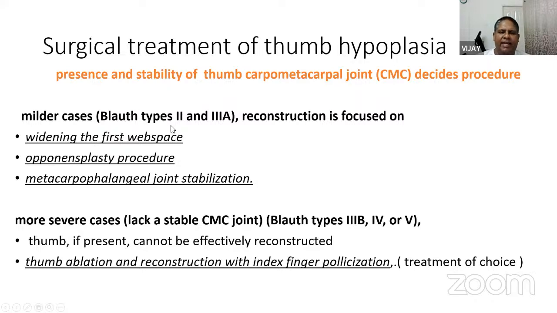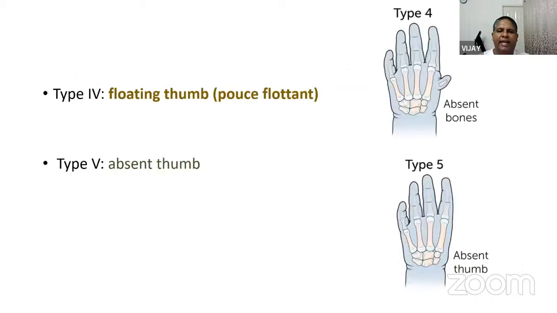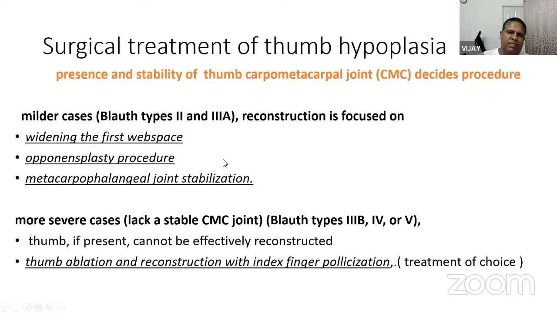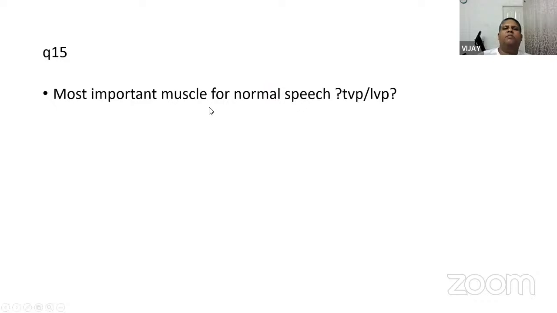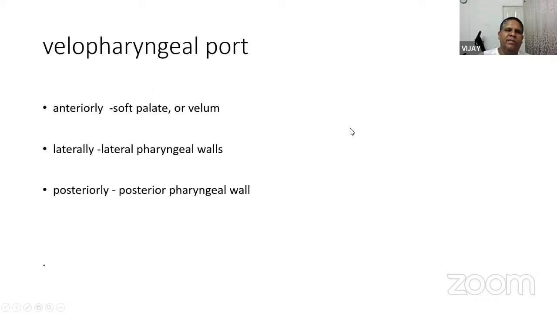Surgical treatment of thumb hypoplasia basically depends on what happens to the carpometacarpal joint. In milder cases like type 2 and 3A, reconstruction is focused on widening of the web space, opponensplasty procedures to bring the thumb into opposition, and MCP joint stabilization. Whereas in severe cases, when the CMC joint is not there properly, like 3B, 4 or 5, the thumb cannot be effectively reconstructed. In all these cases, the present miniature thumb is ablated and index pollicization is the treatment of choice.